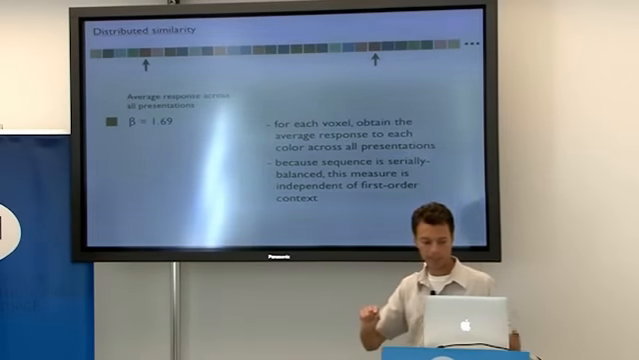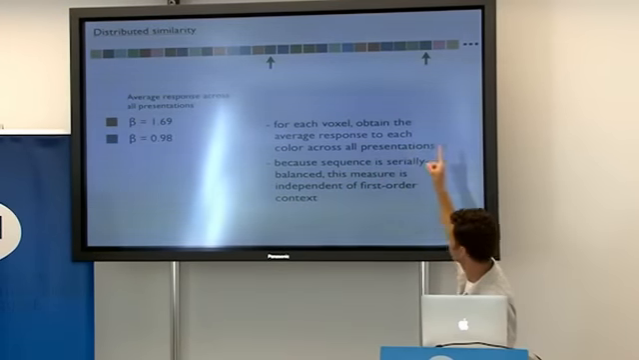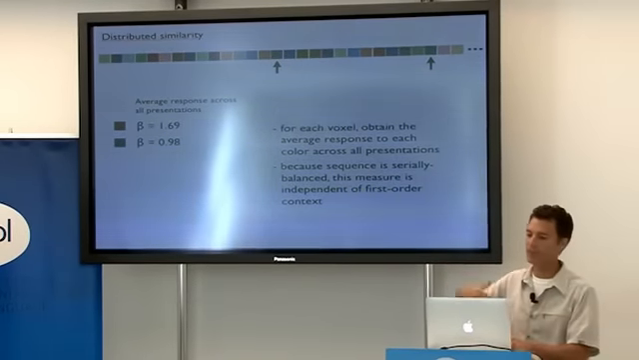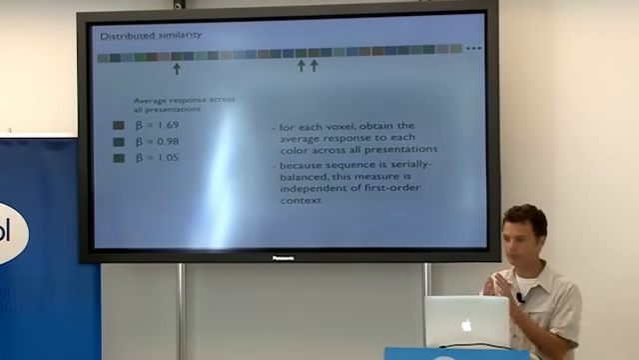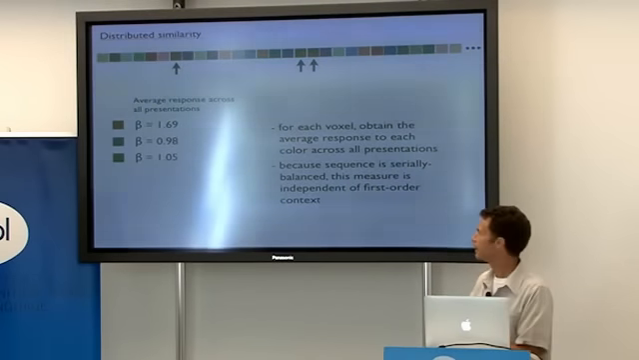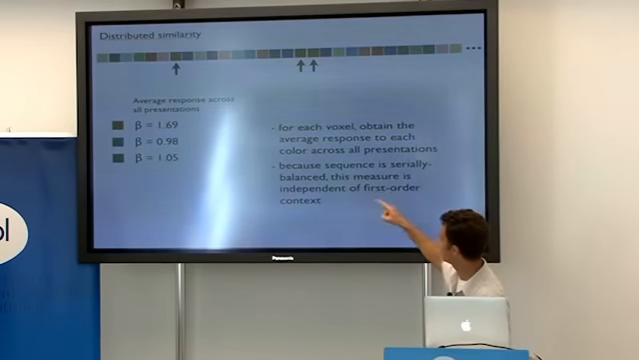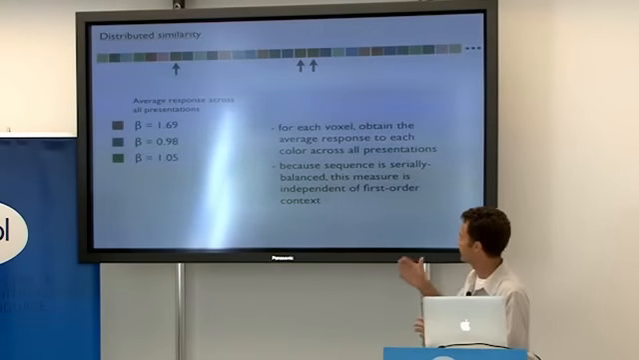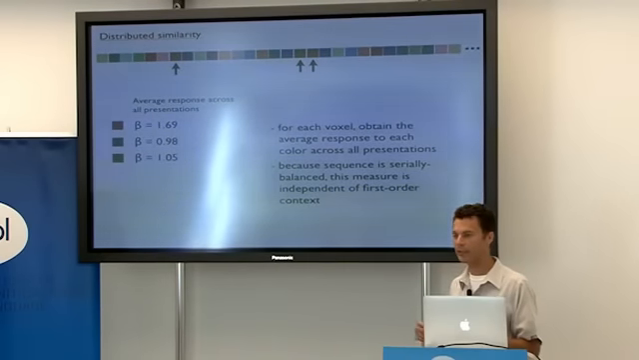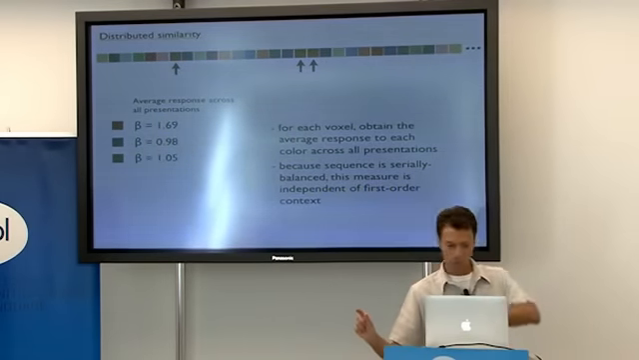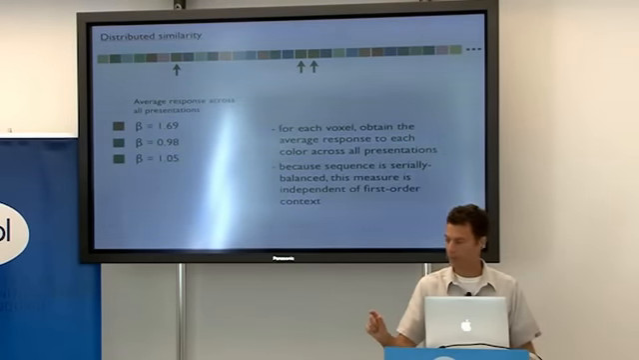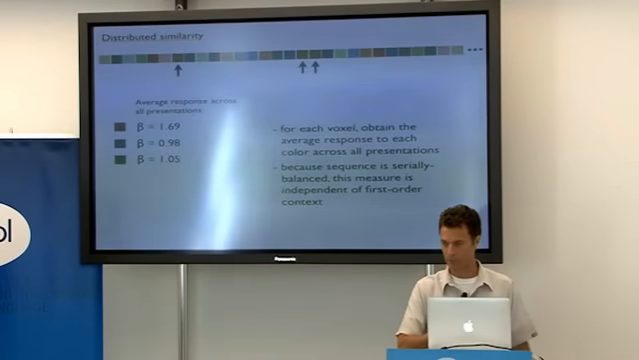for a given voxel. And you can do the same thing for a different color. That shade of green, every time it was presented, you get the average response across all of those presentations. And do that for another shade of whatever that color is. Okay? So you can do that for every different color. You get what the average response was across all those. And then this is important. Because the sequence is serially balanced, because it's counterbalanced in this way, this measure is mostly independent of first-order context. You're getting what is the response to a stimulus regardless of what came before, right? Averaged over all possible things that could have come before, what's the average response to the stimulus, okay?